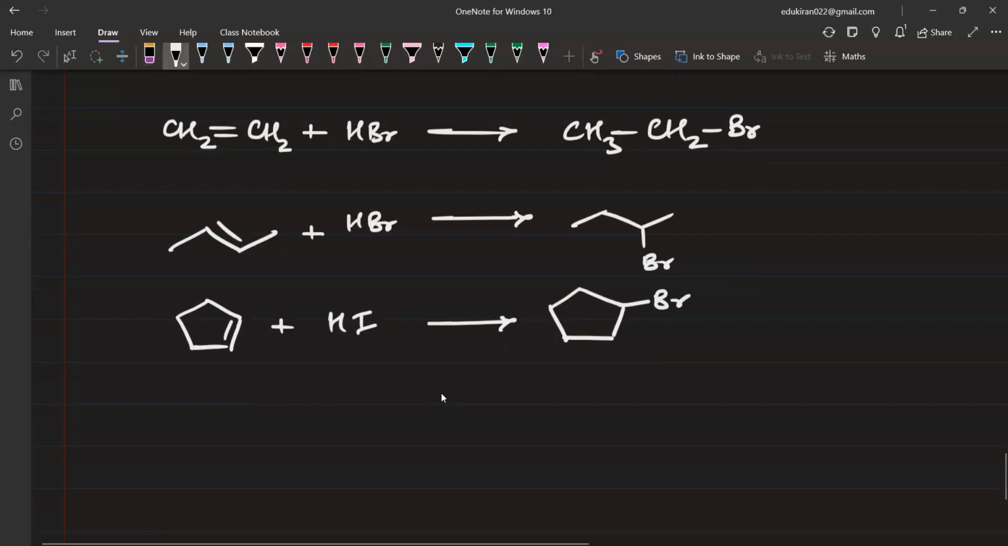On this note, please write the product for this compound. Write it for this reaction. What will be the product for this reaction? And send your answers on my WhatsApp. Send your answers on WhatsApp. I'm going to give you guys 2 minutes.